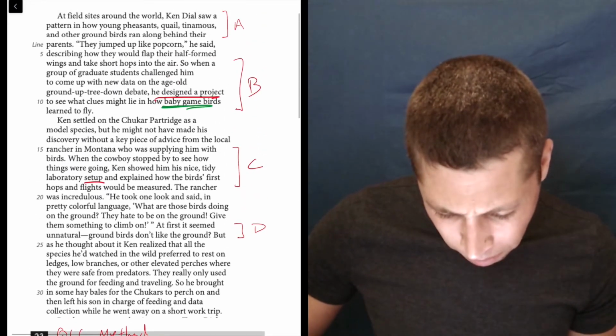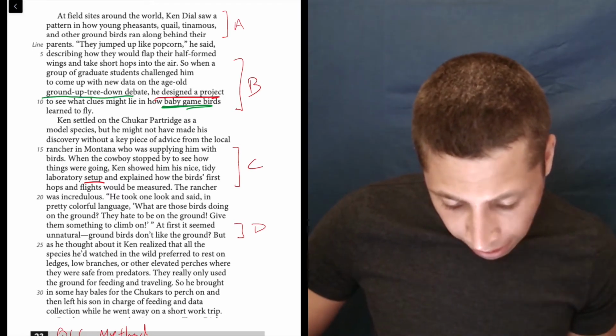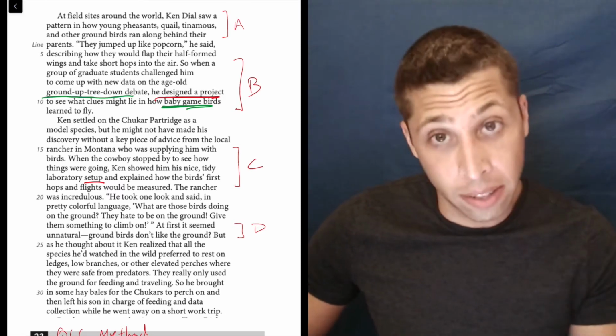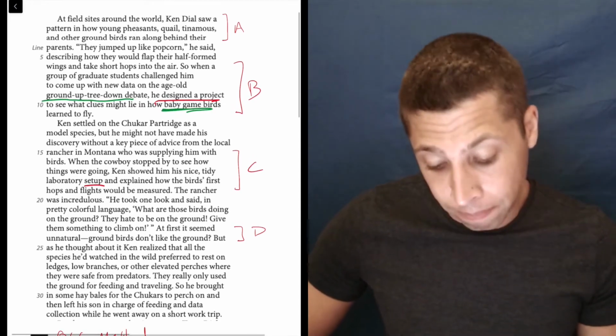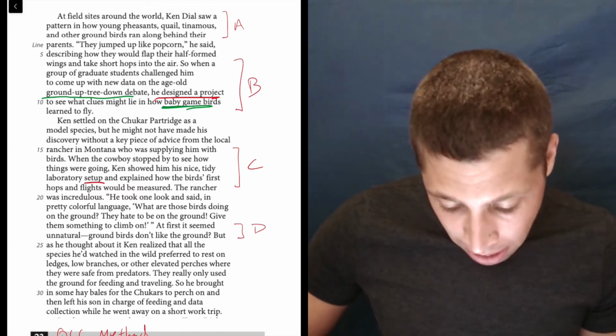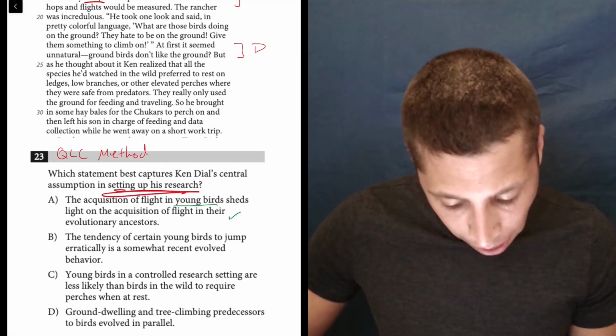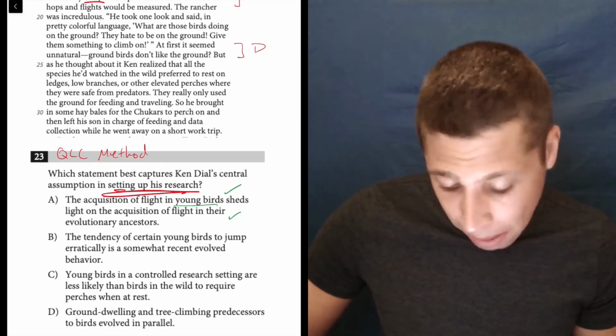So when they're talking about the ground-up, tree-down debate, and that, remember, is how these things learn to fly, I should have given you the blurb here, but it is helpful, I think, a little bit. So, okay, maybe that works. It seems like they're talking about how things learn to fly, and they definitely talk about babies, so okay.